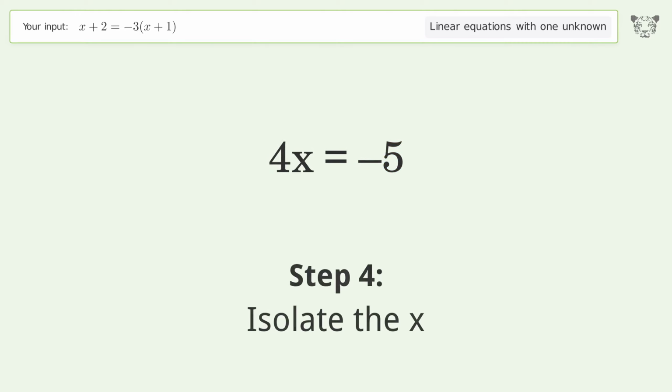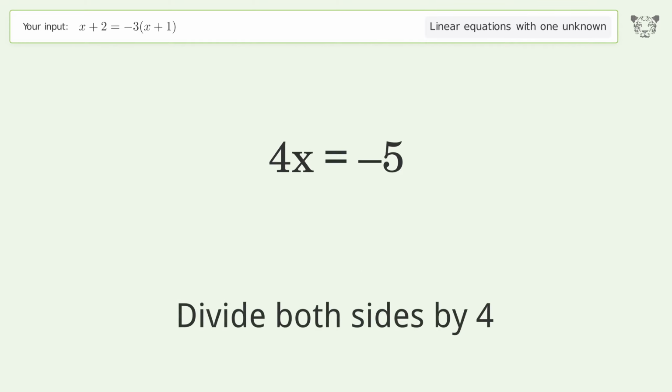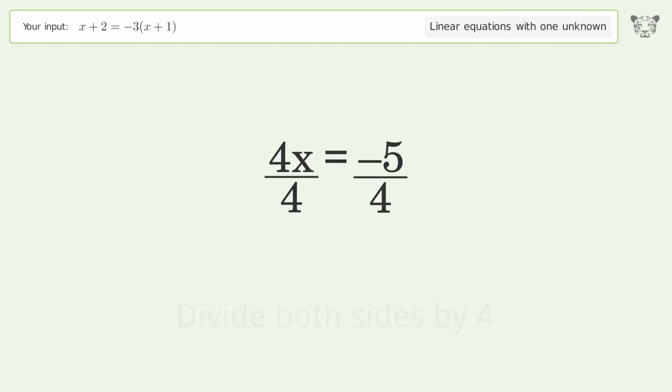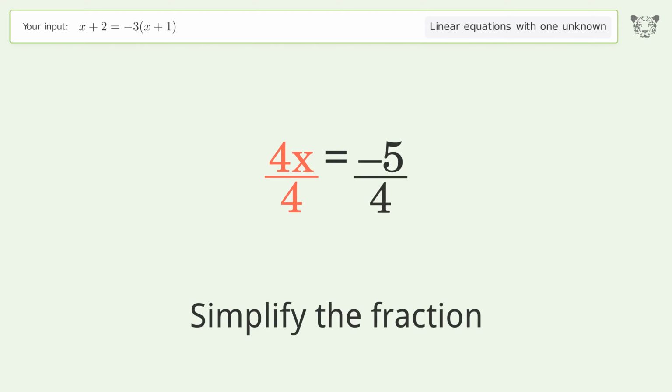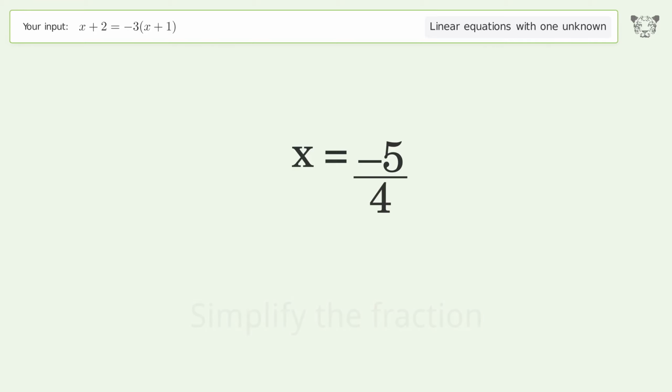Isolate the x. Divide both sides by 4. Simplify the fraction. And so the final result is x equals -5/4.